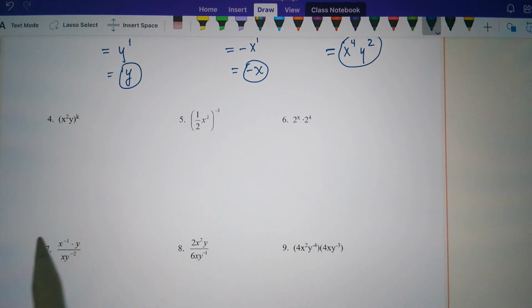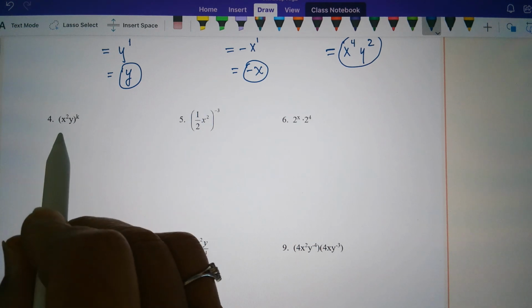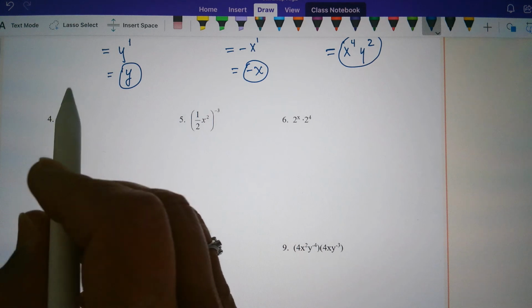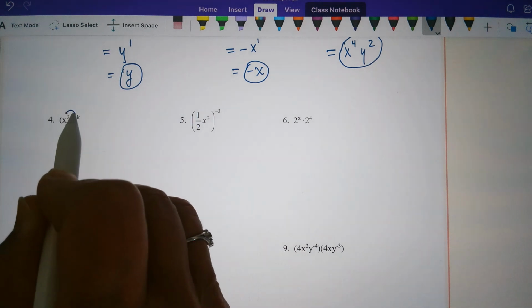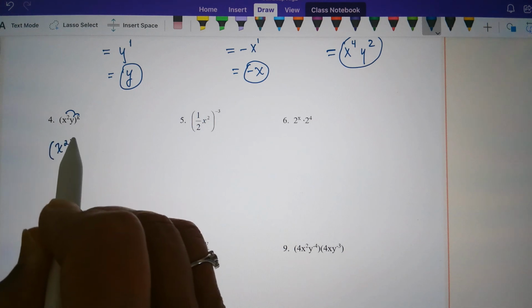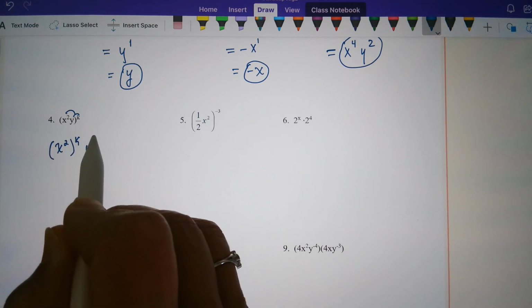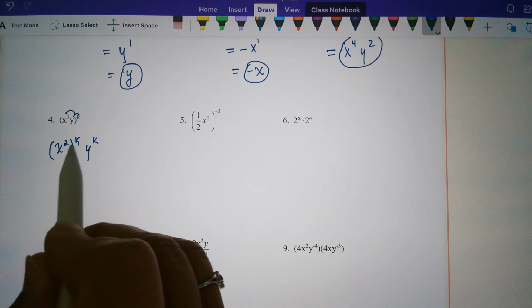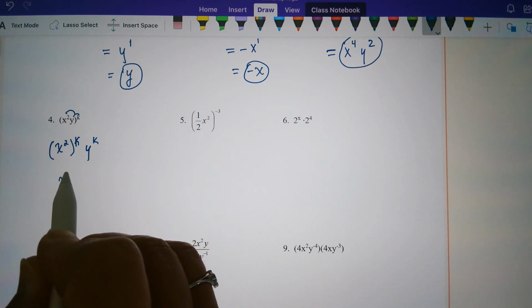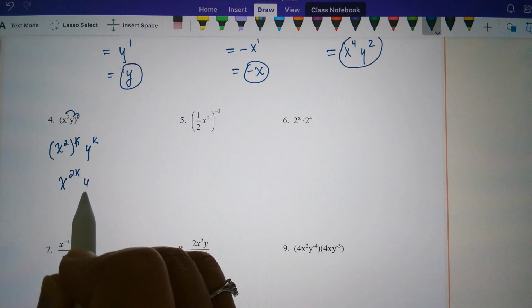Number 4, we have this product here raised to the power of k. Well, product raised to a power, we distribute. So this is x squared raised to the k, y raised to the k. Now a power to a power, we multiply. So this is simply x to the 2k, y to the k.